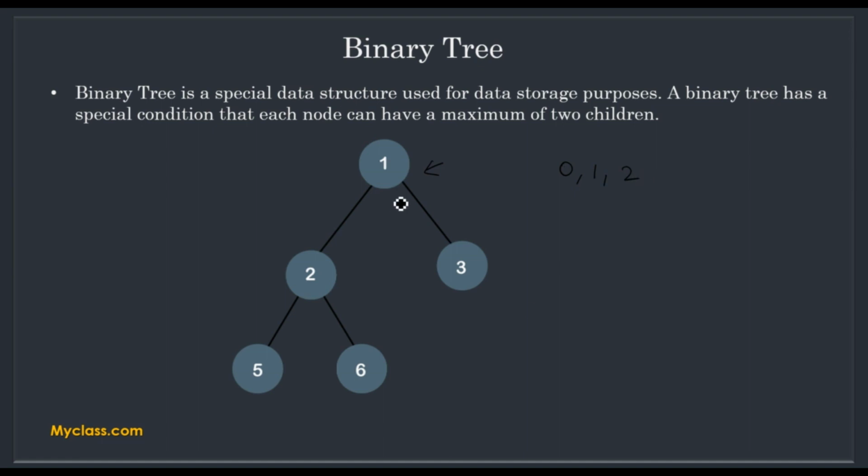In this case, see, 1 is the root of this tree. How many children does 1 have? 2 children, 2 and 3. Every node should satisfy this condition. 2 also has 2 children, 5 and 6. 3 has no children, 0 children. If 3 has 1 child like 7, it is also a binary tree. If 3 has 3 children, then it violates the condition of a binary tree. It is a tree, but it is not a binary tree. Clear?